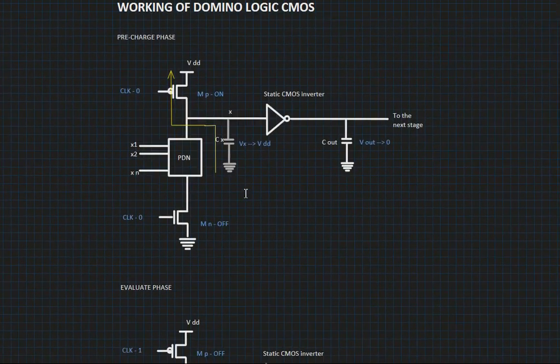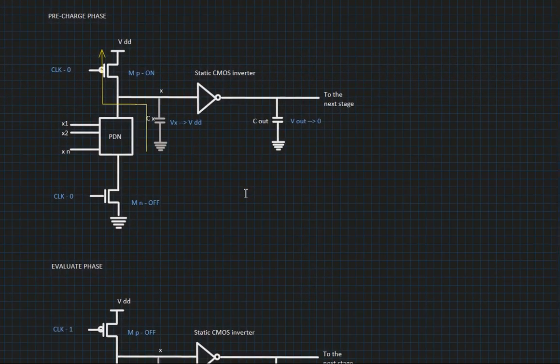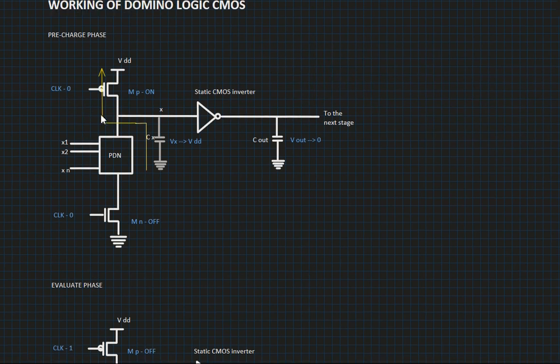The working of domino logic can be generally categorized in two phases, the pre-charge phase and the evaluate phase. In the pre-charge phase, the clock is given as 0. As a result, the MP gets turned on and MN gets turned off. Due to this, the voltage gets charged to VDD through the pre-charge transistor. This, when passed through the inverter, produces a logic 0.